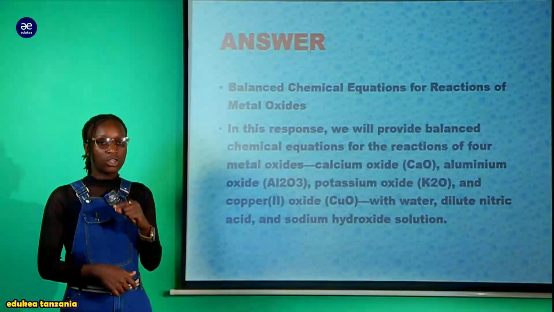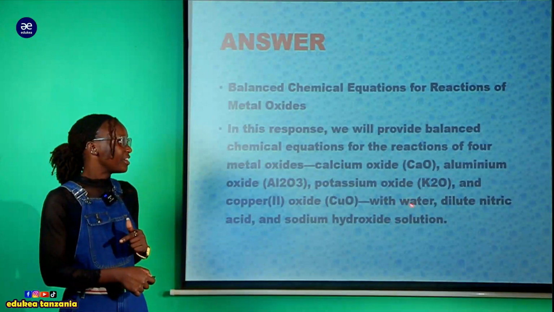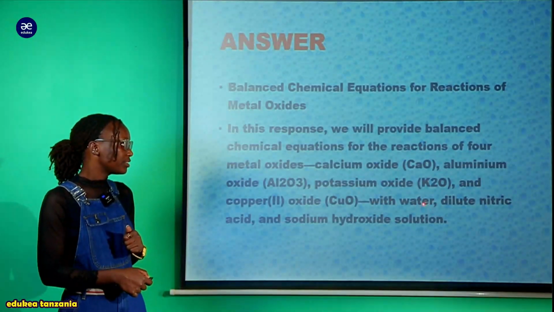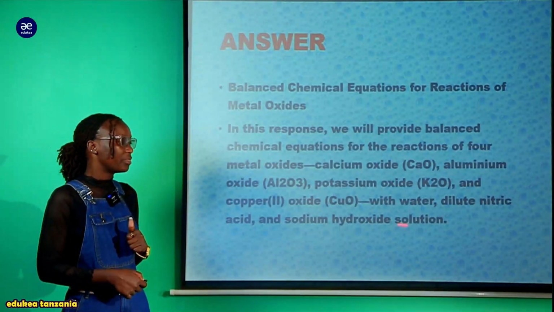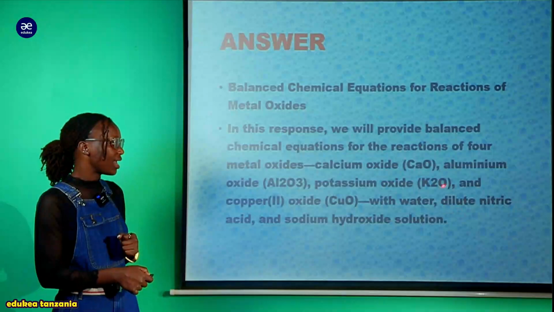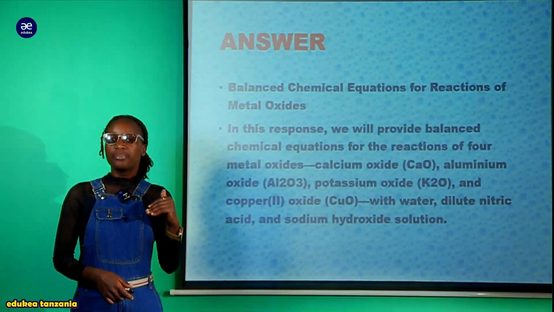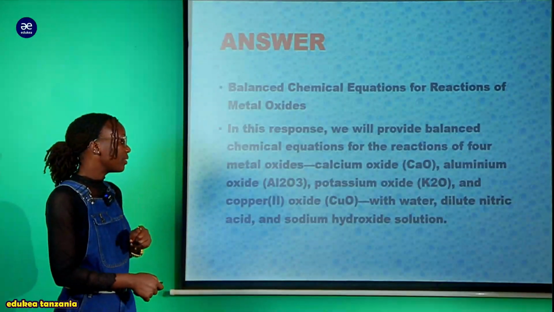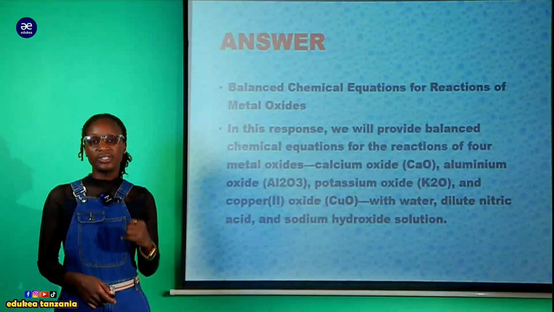each metal oxide we have to react with water. For instance, calcium oxide with water, aluminum oxide with water, potassium oxide with water, and copper 2 oxide with water. The same applies to compound B, which is dilute nitric acid; we have to react it with all 4 metal oxides. The same applies with the sodium hydroxide solution, which is compound C.